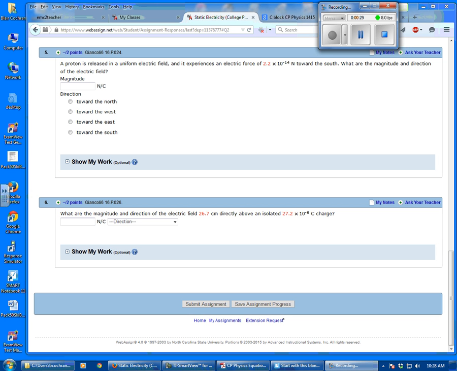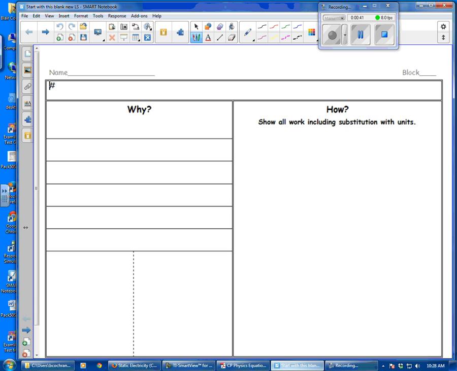All right, so first of all, any forces here? In other words, do we need to do a force diagram as part of our Y? No forces here. So, number 6.